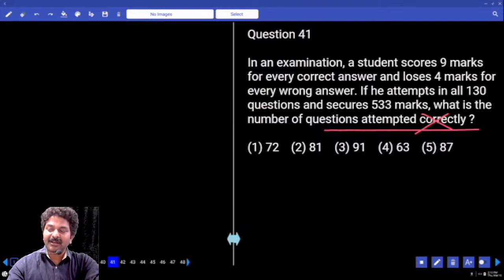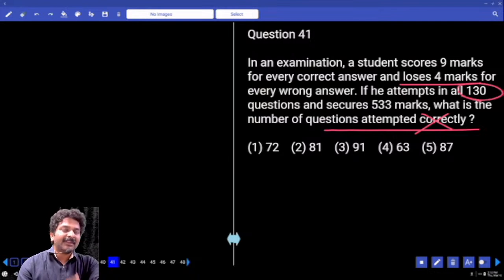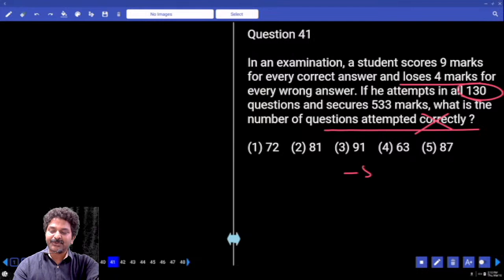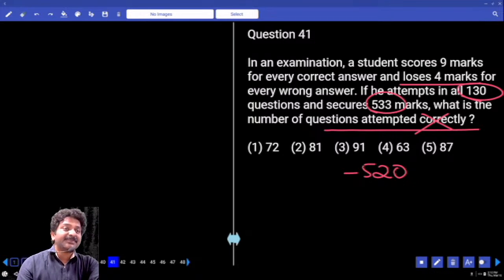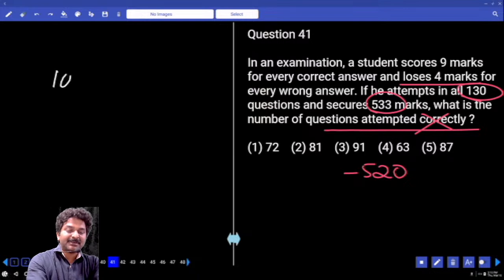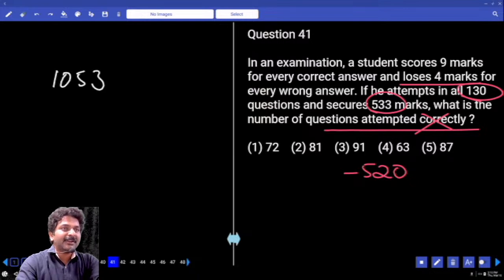For each wrong answer, how much is the negative value? 4. Like that, how many questions are there? 130. If all are given wrong answers, you are supposed to get minus 520. But the number given in the question is 533. But you got minus 520. The difference between both the numbers is 1053 only.